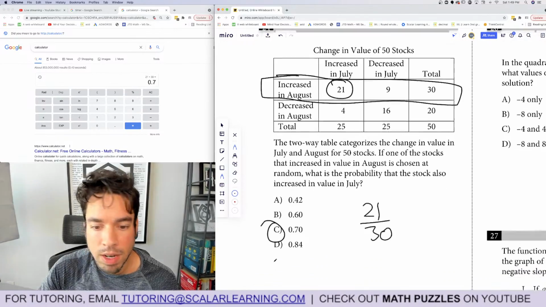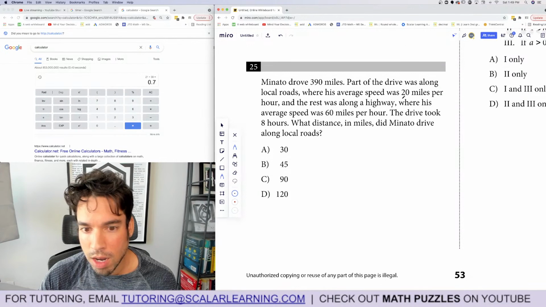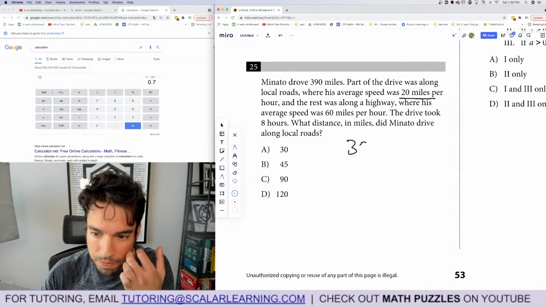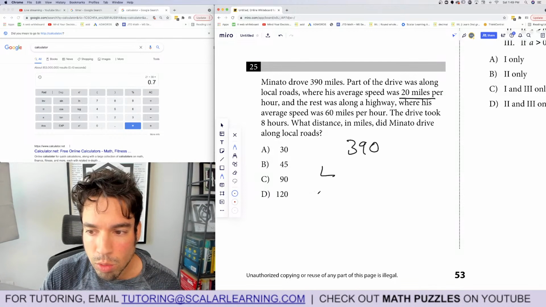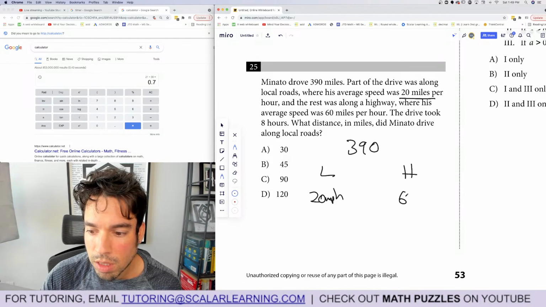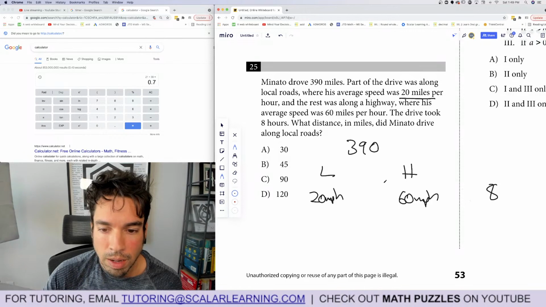All right, 25. Minato drove 390 miles. Part of the drive was along local roads where his average speed was 20 miles per hour, and the rest was along a highway where his average speed was 60 miles per hour. The drive took 8 hours. What is the distance on local roads?